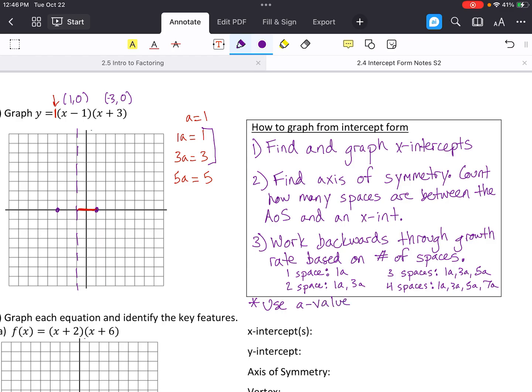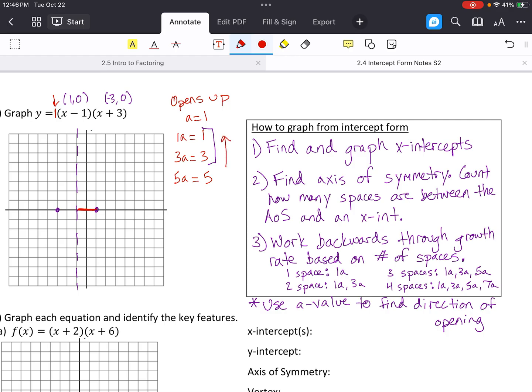Now, we have to look at the direction of opening. So my a value is a positive number, which means that this parabola opens up. That means to get to the vertex, I actually need to move down from the x-intercept. So from one of my x-intercepts, I'm going to work backwards through this.